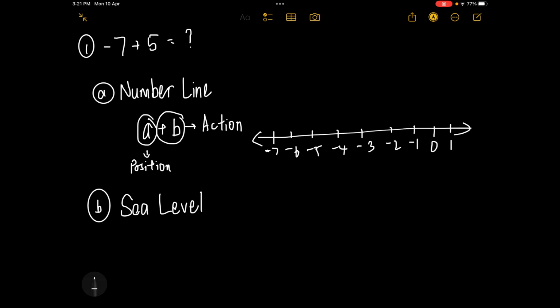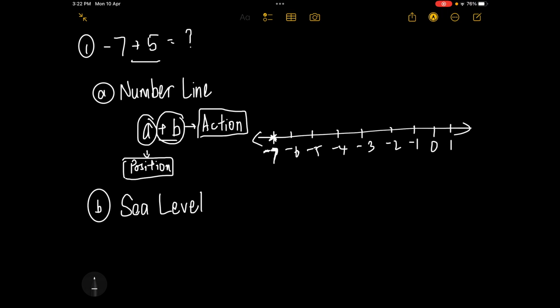For the number line, what you have to know is that the first number is the position. So here we have -7. -7 lies here. So we call this the position. This is where we have to start. And then the next thing we have is the action. By action, I mean whether it's +5, like here, or -6, or whatever the number they have given in the question.